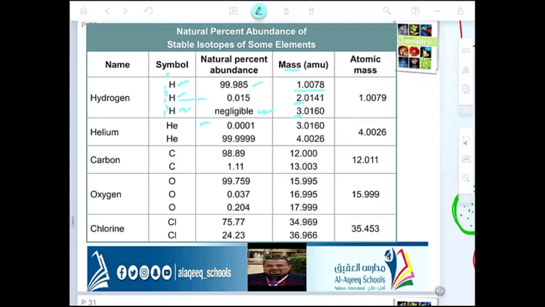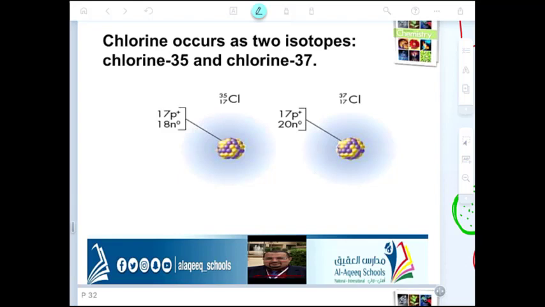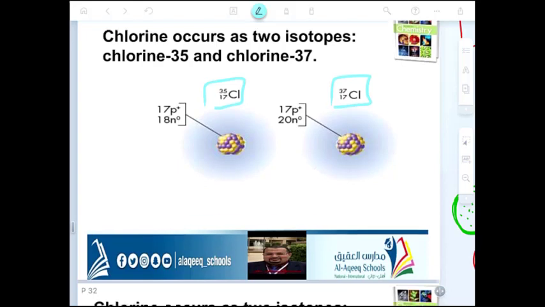The same for helium, one of them is most abundant. For carbon, one of them is more abundant than the other. Oxygen has one of the three isotopes more abundant than the others, and so on for chlorine and other elements. So we have to find the method. Look at chlorine, 35 and 37, two isotopes like this. For example, how can we deal with these isotopes of chlorine?